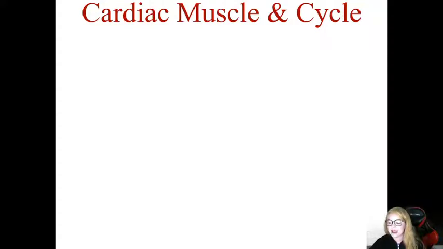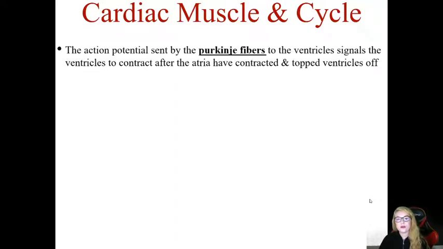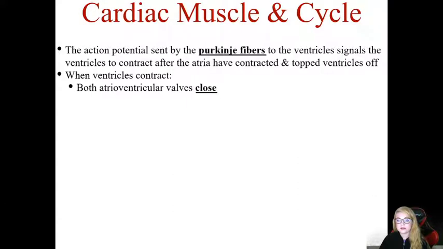All right. And so the action potential that is sent by the Purkinje fibers to the ventricles is going to signal for the ventricles to contract after the atria have contracted and topped the ventricles off. And so when those ventricles contract, both the AV valves close, okay, and blood is pushed out of the aorta from the left ventricle, and blood is pushed out of the pulmonary trunk from the right ventricle.